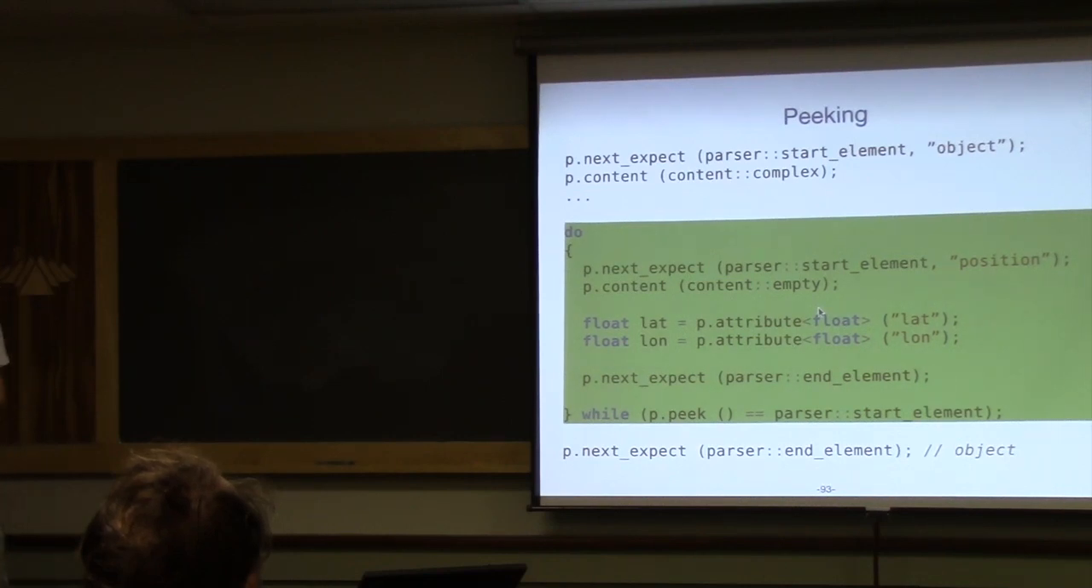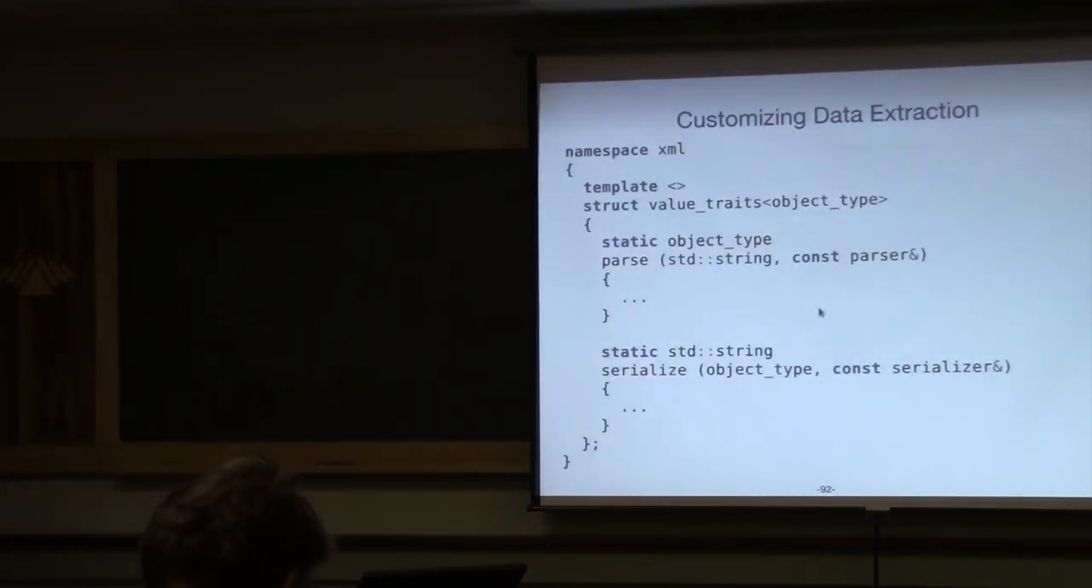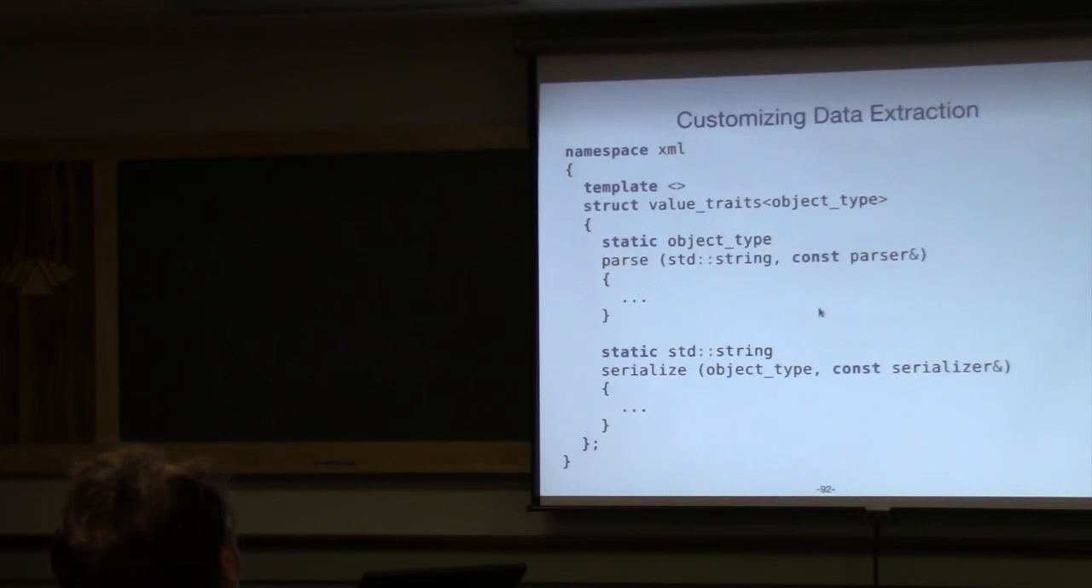Okay, now getting to the question. Yes. The question was, why is the parse function given a parser and serialize is given a serializer? And the answer is, if you want to throw from this function because you couldn't convert, then you can get the position and all that stuff from the parser.